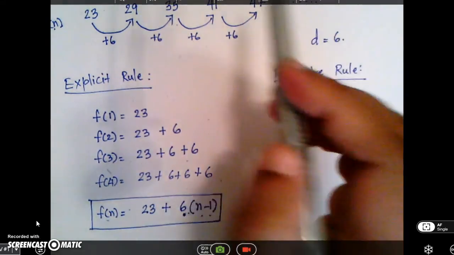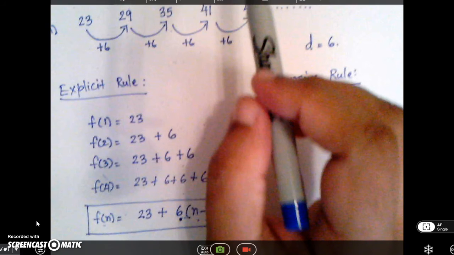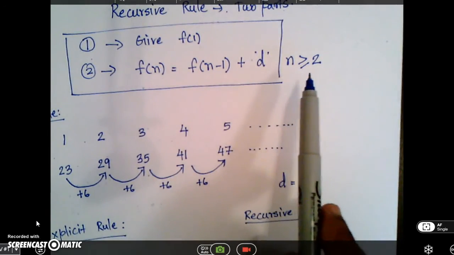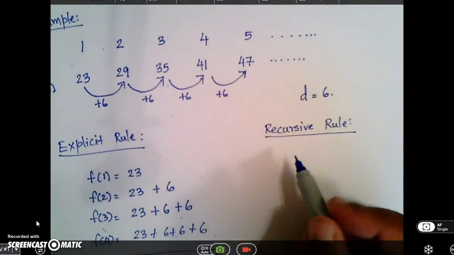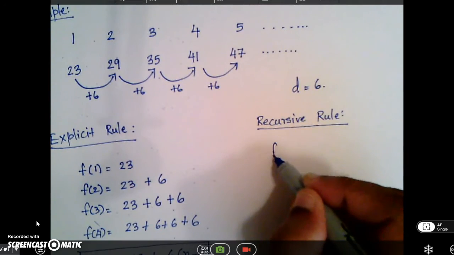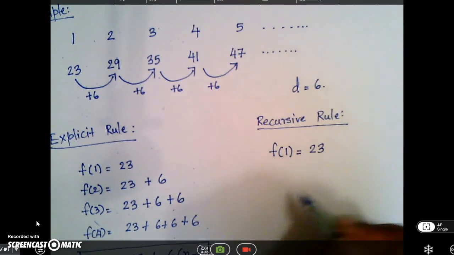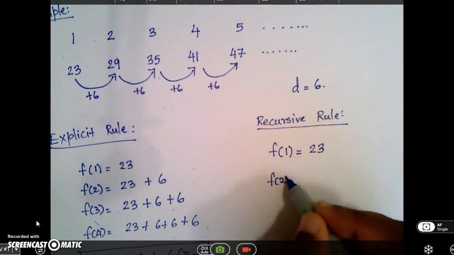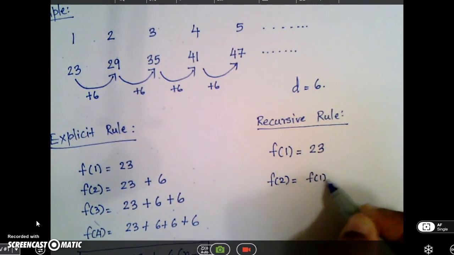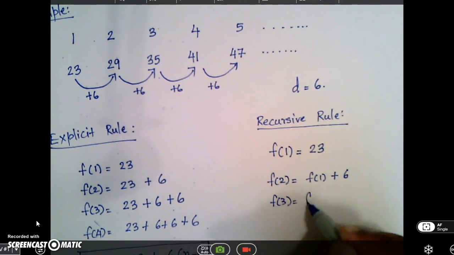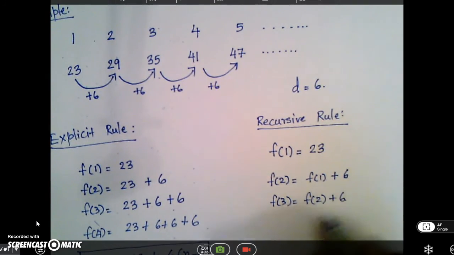Remember, for a recursive rule, I have to write two parts. I have to give what my first term is, and I have to write a rule for every other term starting from term number 2. So let's take a look at this. My first term is 23. f of 2 is f of 1 plus my common difference. f of 3 is f of 2 plus the common difference. f of 4 is f of 3 plus the common difference.